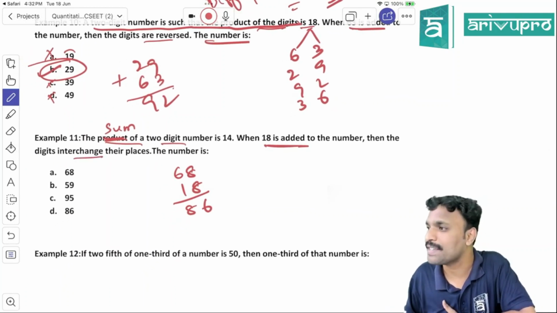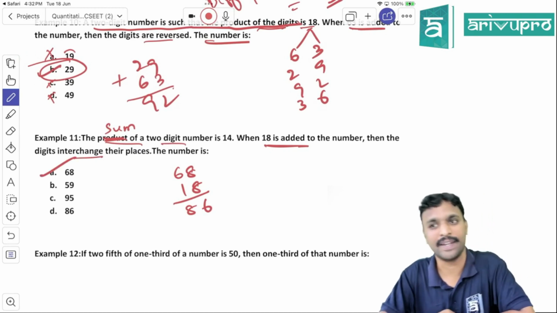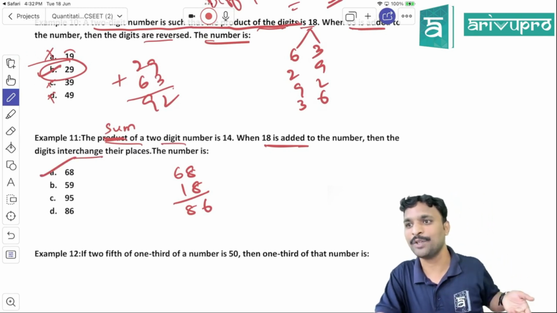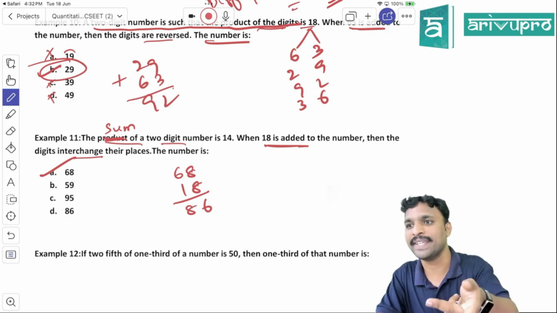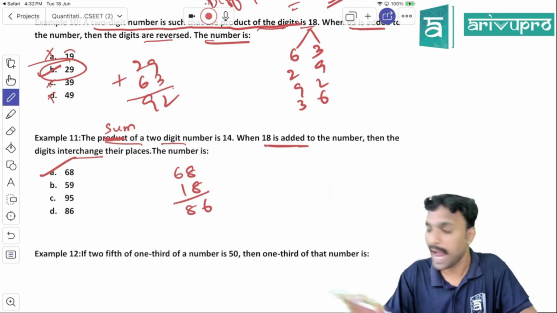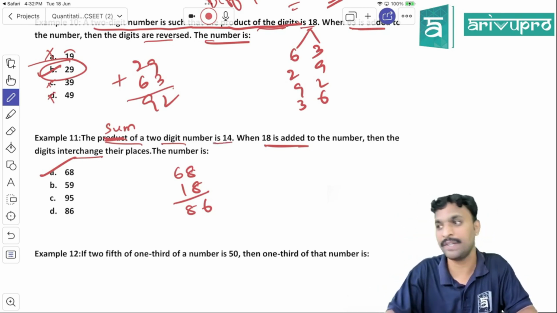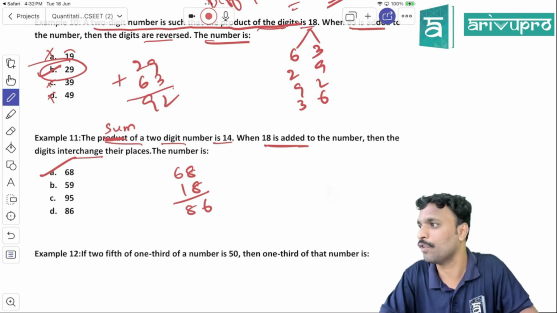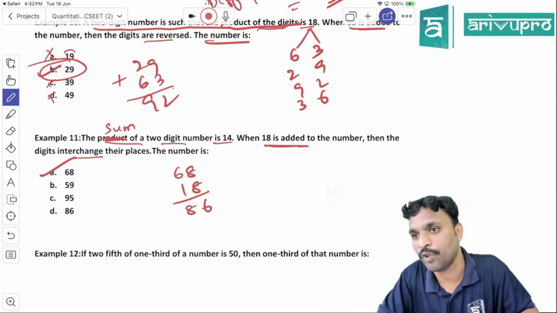Which option is the right answer? A itself is the right answer, because when 18 is added to 68, it becomes 86. Digits get reversed. And the condition, most importantly, the sum is 14. 6 plus 8 is 14.